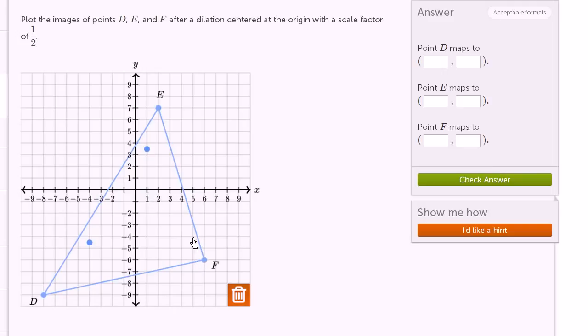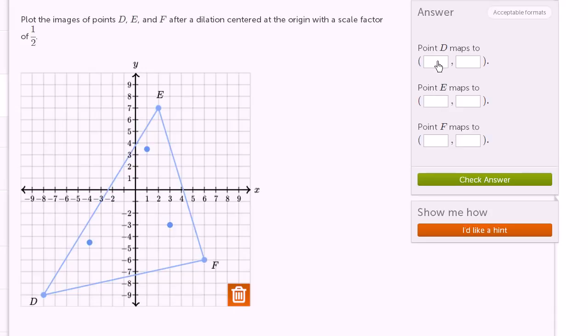And then finally, F. Its x-coordinate is 6 more than the origin, and its y-coordinate is 6 less. So its image after scaling is going to be 3 more in the x direction and 3 less in the y direction. So it's going to be right over there. So we've plotted the images of the points. If you were to connect these points, you would essentially have dilated down DEF, and your center of dilation would be the origin.